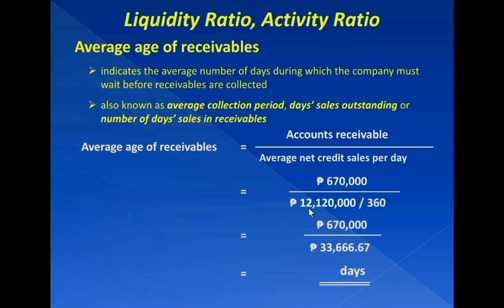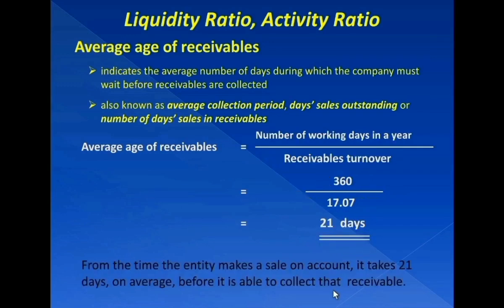670,000 pesos divided by 33,666.67 equals 20 days average age of receivables, which, if you notice, is 1 day less than our answer of 21 days using the first formula. That means, as I mentioned, there could be a small difference in the answer when we use another formula. But then that is not a problem. Either answer is acceptable. The difference may be considered negligible, insignificant.